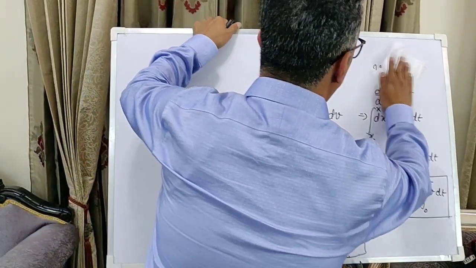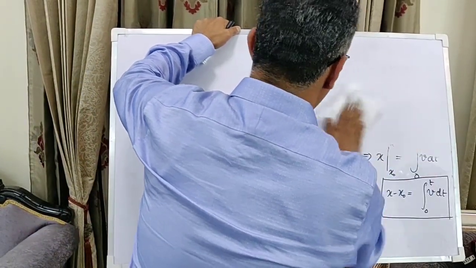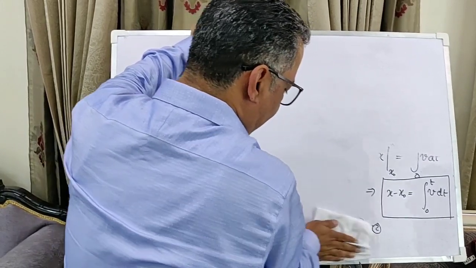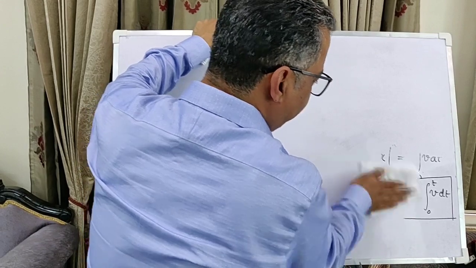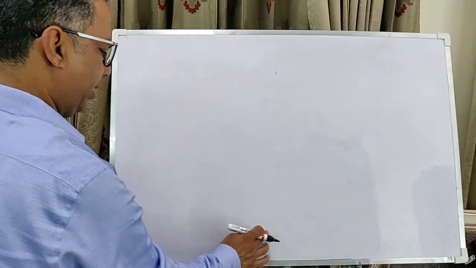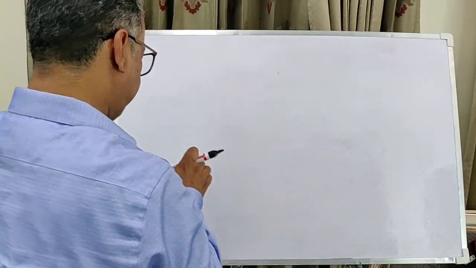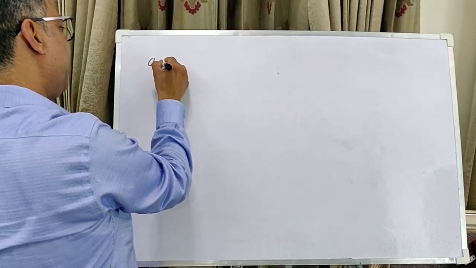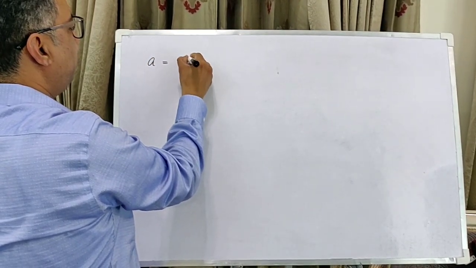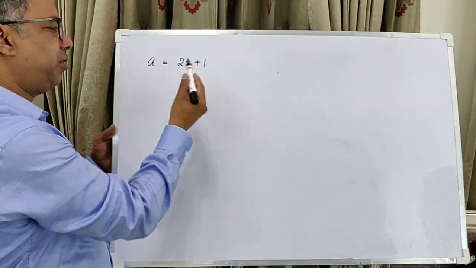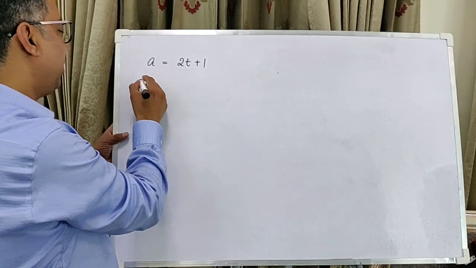Now let's start with a simple example on straight line motion. Let's say, for instance, that we are given that acceleration A is 2t plus 1, where t is time. So this is the variation of acceleration with time.